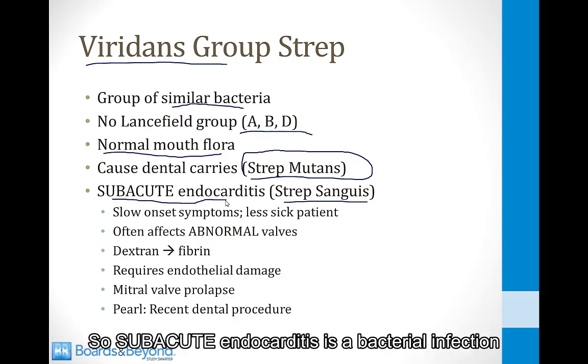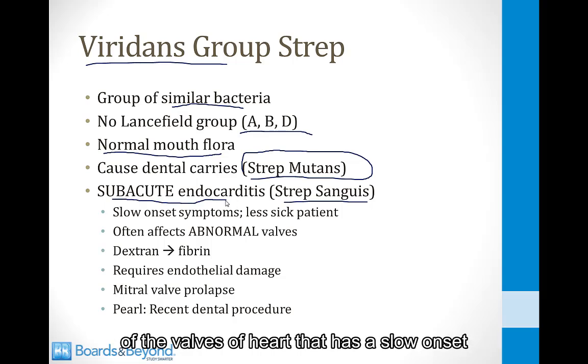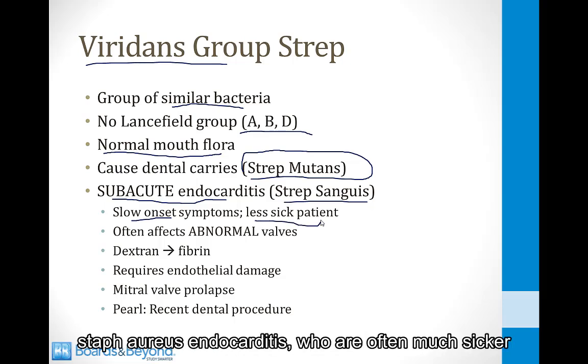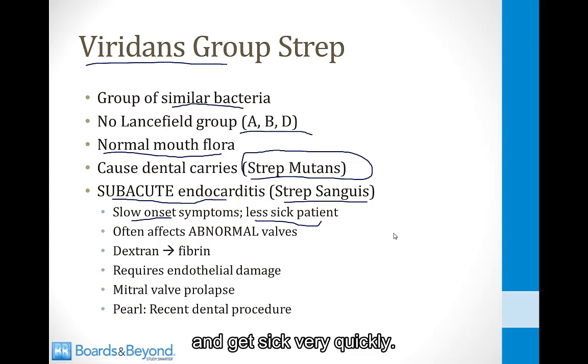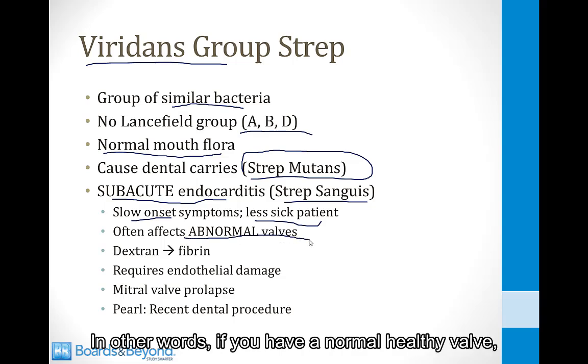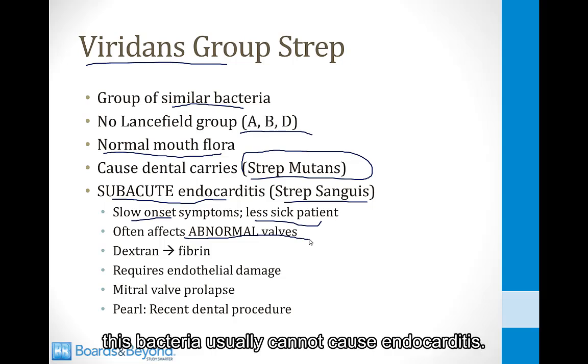So subacute endocarditis is a bacterial infection of the valves of the heart that has a slow onset, and generally patients are less sick. This is in contrast to patients who have Staph aureus endocarditis, who are often much sicker and get sick very quickly. Strep viridans is not that virulent, so it needs an abnormal valve to cause infection. In other words, if you have a normal healthy valve, this bacteria usually cannot cause endocarditis.